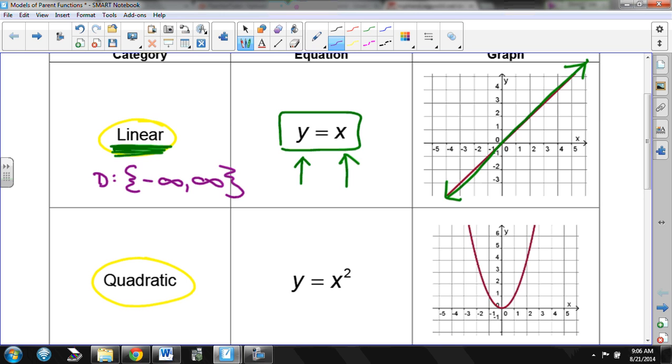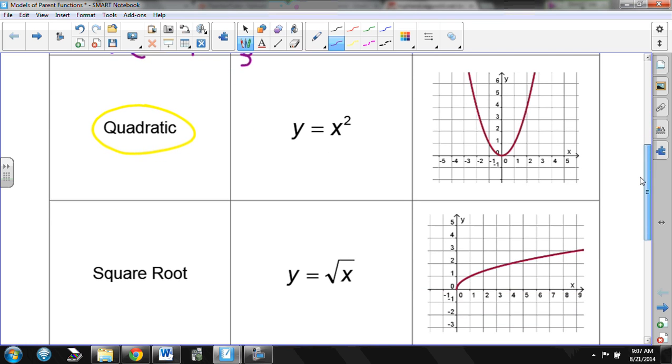What's our range going to be for the linear parent function? Hopefully you remember the definition for range is the set of all y values. So what y values can we have? If you look over at this graph, the y can go as high or low as you want it to. That's what the arrows mean. So the range is also going to be from negative infinity to positive infinity. Y can be any value. X can be any value for the linear parent function. The key to this shape is it's a straight line.